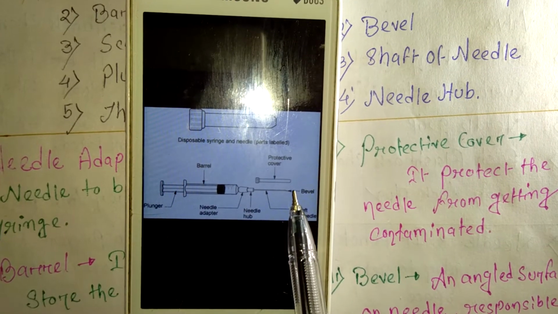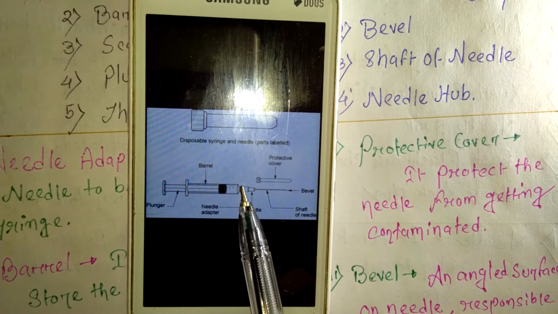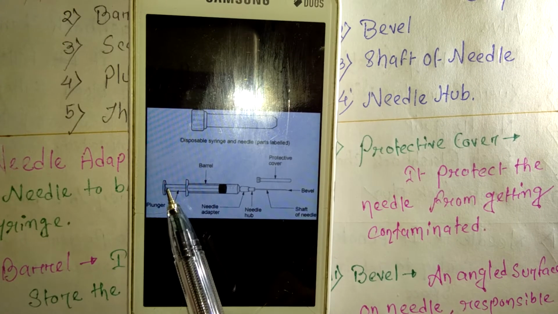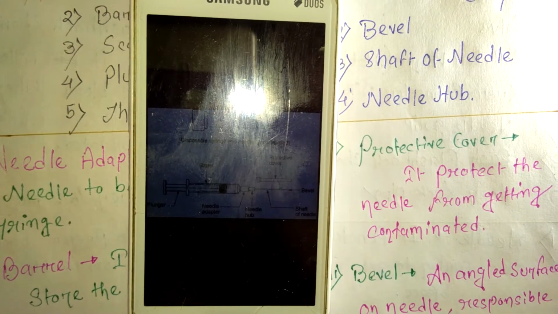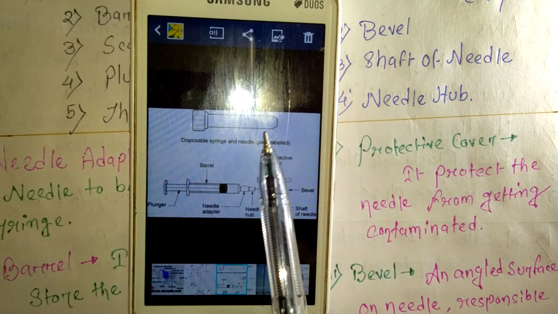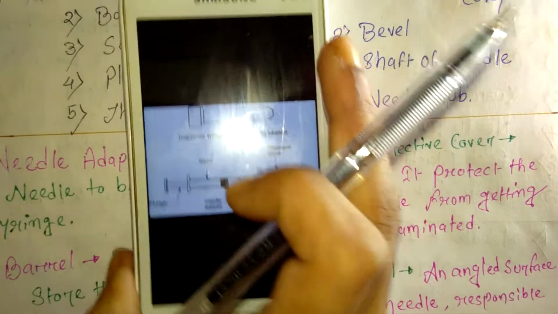So this is the bevel, this is the shaft, this is the hub, this is the needle adapter, this portion is the barrel, this is the plunger, and this is the thumb rest. And this is the protective cover which covers the needle. I hope it's clear.